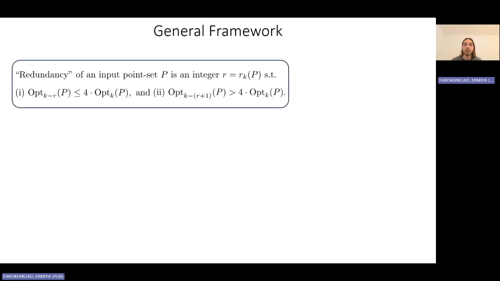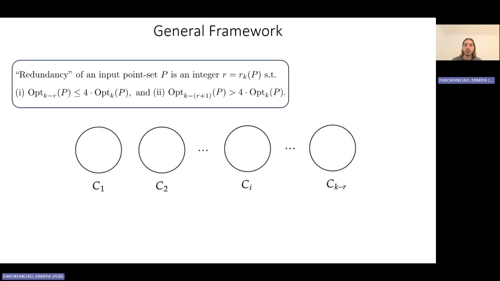The redundancy of points at P is going to be an integer R such that these two inequalities hold. Intuitively, you can assume that if the redundancy of the space is R, it means that there are K minus R many parts of the space that are far from each other. Let's say their distance is infinity, and the distance of any 2 points inside one part is going to be small. This is the intuition of redundancy that you can consider.